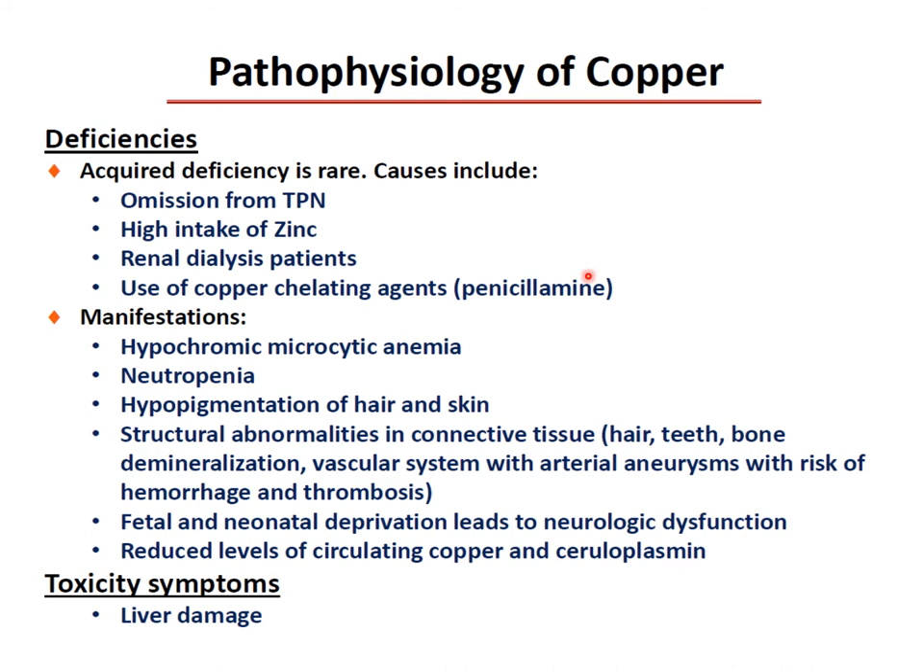In the pathophysiology of copper, deficiency is usually very rare and is usually caused by the omission of copper from TPN, a high intake of zinc, renal dialysis, or use of copper chelating agents such as penicillamine. Manifestations include hypochromic microcytic anemia, neutropenia, hypopigmentation of hair and skin, structural abnormalities of connective tissue, hair, teeth, bone demineralization, and the vascular system with arterial aneurysm with risk of hemorrhage and thrombosis. Fetal and neonatal deprivation leads to neurological dysfunction and reduced levels of circulating copper and ceruloplasmin. Toxic symptoms usually include liver damage.